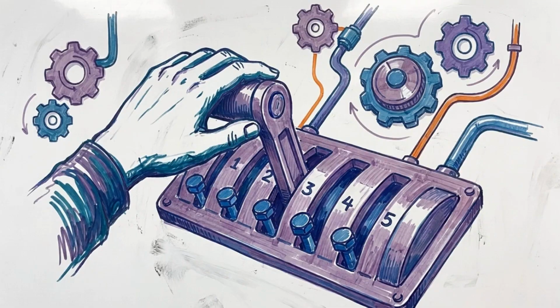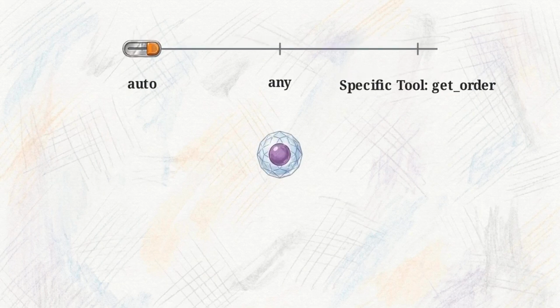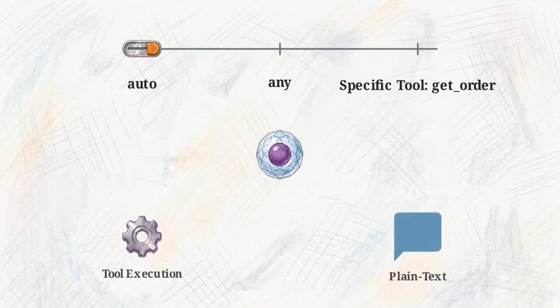Beyond defining individual tools, we also control execution constraints applied at the API level. We manage this with the tool choice parameter. Setting this dial to auto gives the model maximum latitude, allowing it to choose between a tool execution or a plain text response.